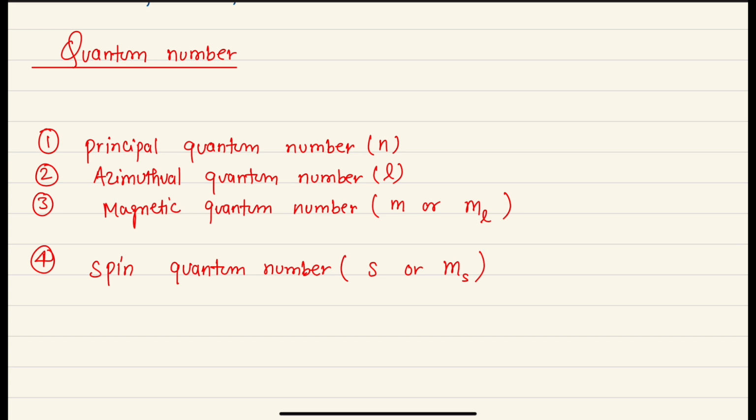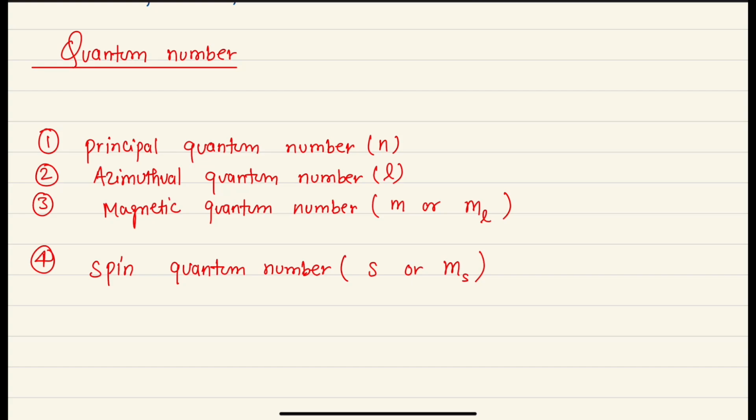So similarly here also, to describe an electron's address inside an atom, we need 4 quantum numbers, to give a complete description of the electron.